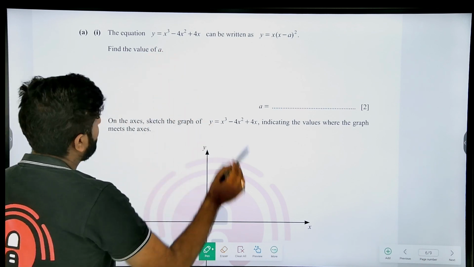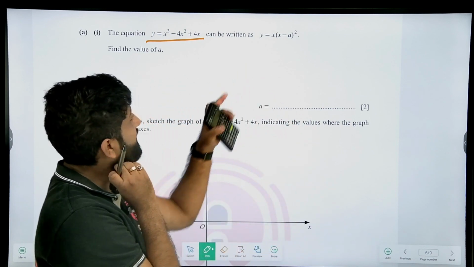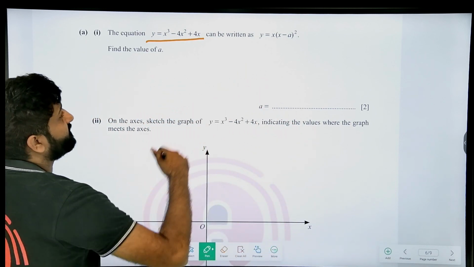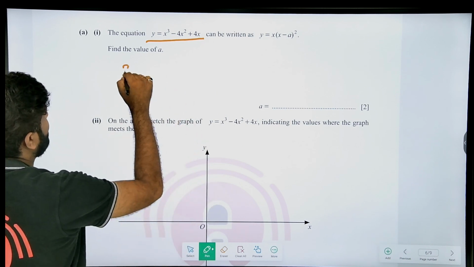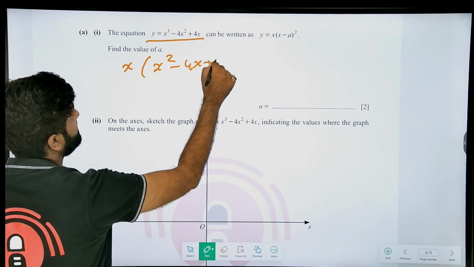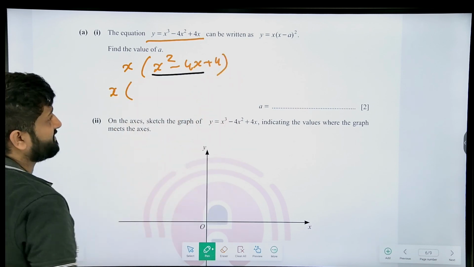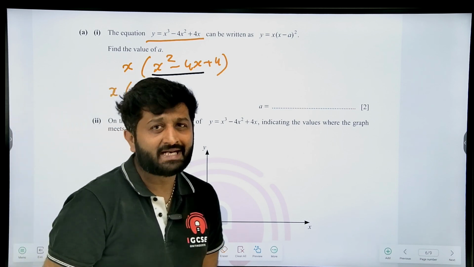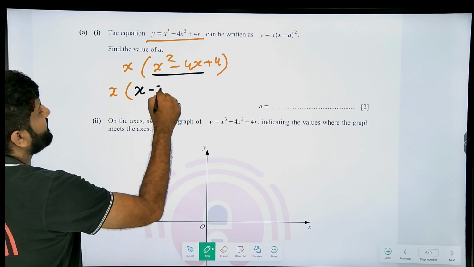Next question. Again, I have to show that the equation of y equals x cube minus 4x squared plus 4x can be written as y equals x into x minus 2 whole square. Now what shall I do? Shall I take x common? Yes. So I have x square minus 4x plus 4. Now I think I can factorize this, fine. But I can already see this is nothing but square of x minus 2, right?